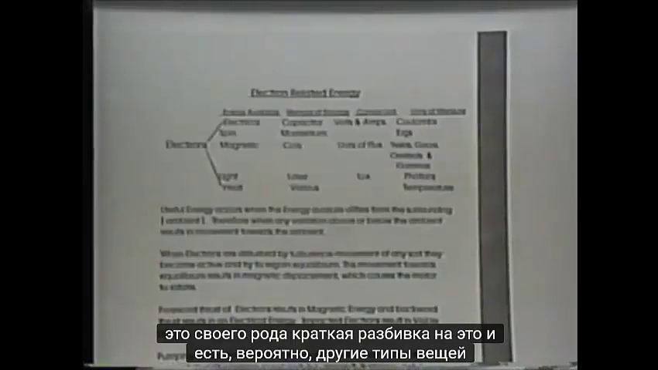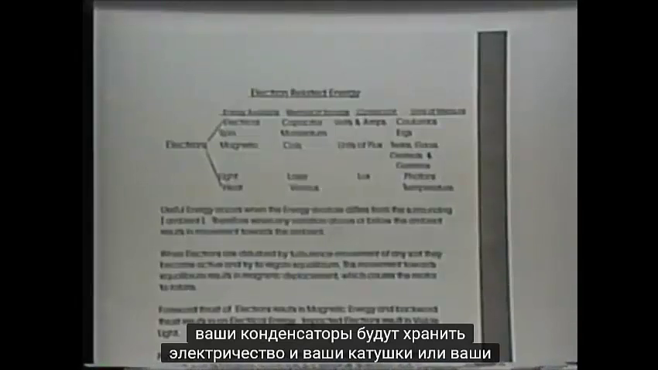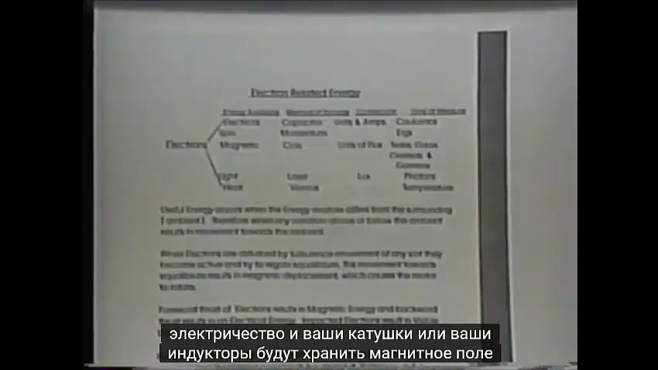Okay. It turns out that electrons provide us with a lot of things besides, say, electricity. And this is sort of a brief breakdown on it. And there's probably other types of things that they provide us with also. But in the systems of storage there, for example, your capacitors would store the electricity, and your coils or your inductors would store the magnetic field. And you've got equal amount of each.